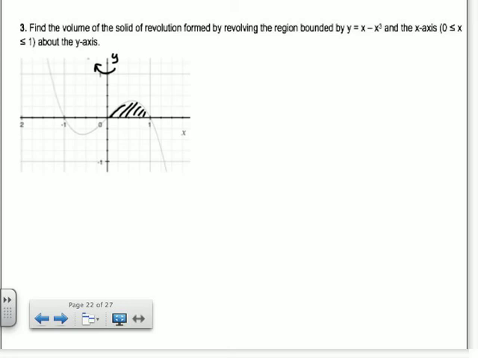Do you guys see how this one would be hard to do with the disk method? Because you'd have to do an outer radius, and then an inner radius is the other side of that little parabola part. Yeah, don't do that. So let's do the shell method.